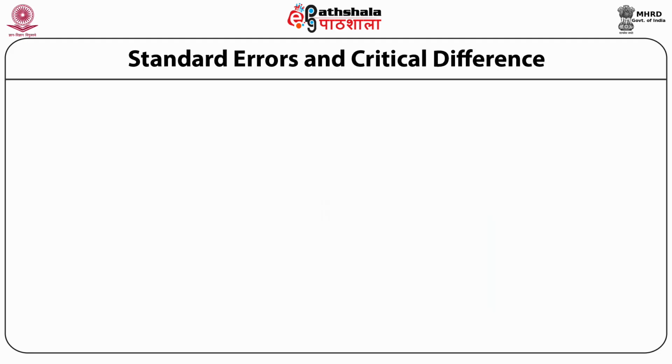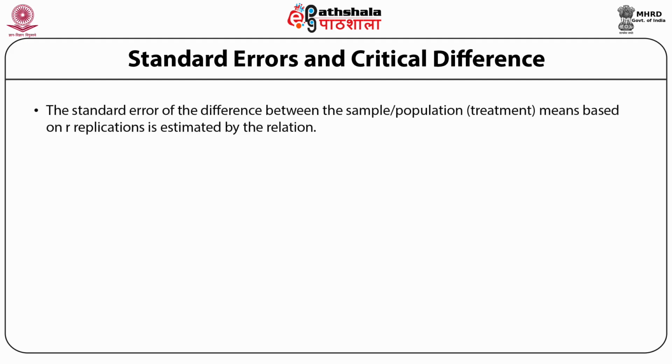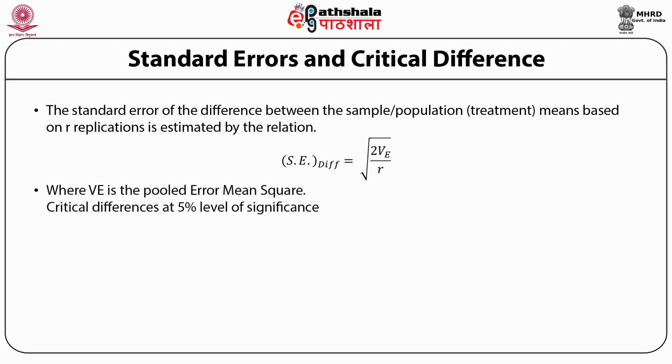Let's see its standard error and critical difference. In this case, the standard error of the difference between the treatment means based on r replications is estimated by the relation SE equals square root of 2 VE upon r, where VE is the pooled error mean square, and the critical difference at 5% level of significance will be SE into t, which is the 5% value for the error degrees of freedom.